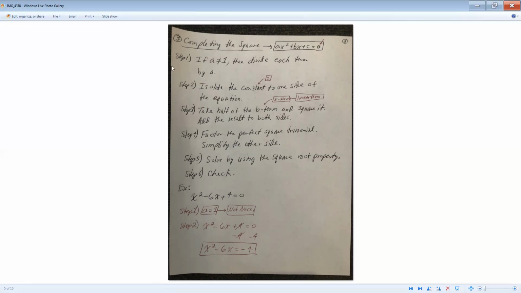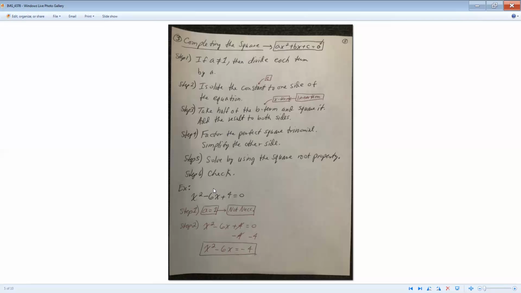So, looking at the first step, if a is not equal to 1, then divide each term by a. Next, you're going to isolate the constant term to one side of the equation. Then we're going to take half of the b term, which is your linear term, or in other words, x term, square it, and then add the results to both sides. We're going to factor the perfect square trinomial that you created, then simplify the other side, solve by using the square root property, and then you can check the answer.